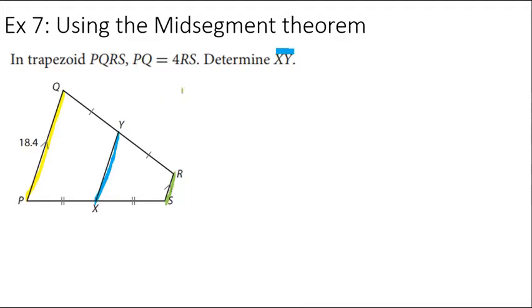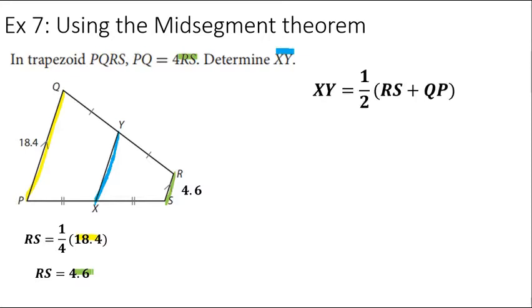And again, they tell us that 4 times RS is equal to PQ. So that means that RS is 1/4 of PQ, or we divide PQ by 4, which gives us a length of 4.6 for RS. Just right here. So using the midsegment theorem again, we have XY equals half of RS plus QP.